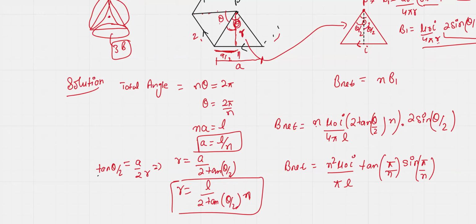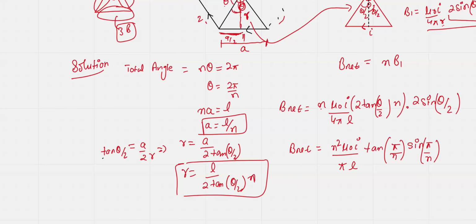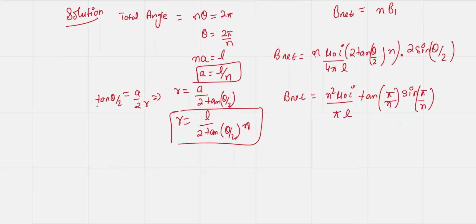Any doubt? No, sir. No doubt, right? So this is the formula we have got. I hope this is very clear to you. Okay, any doubt? No doubt, right? Now I told you that by keeping the value of n, we can easily calculate the magnetic field due to a polygon of any side. The thing is, the polygon should be regular.